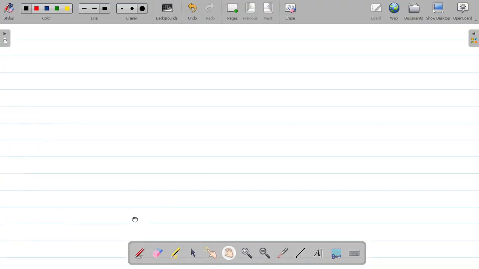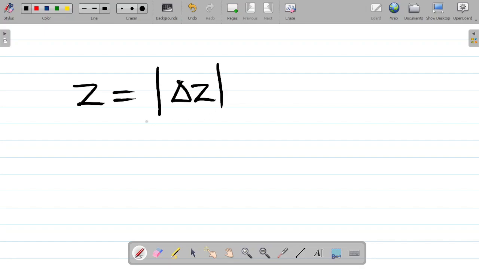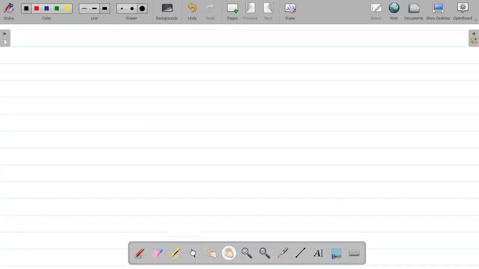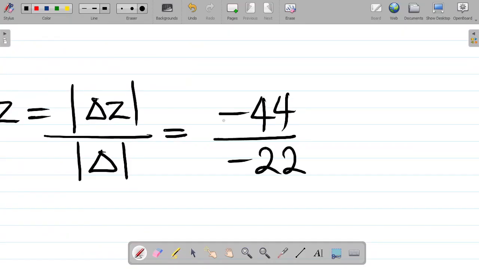Let's get z. For z, we'll have that z is equal to the determinant of lambda z all over the determinant of lambda. What do you have there? Minus 44. So this becomes minus 44 all over minus 22. Minus cancels minus, 22 here 1, 22 here 2. So that's equal to 2.